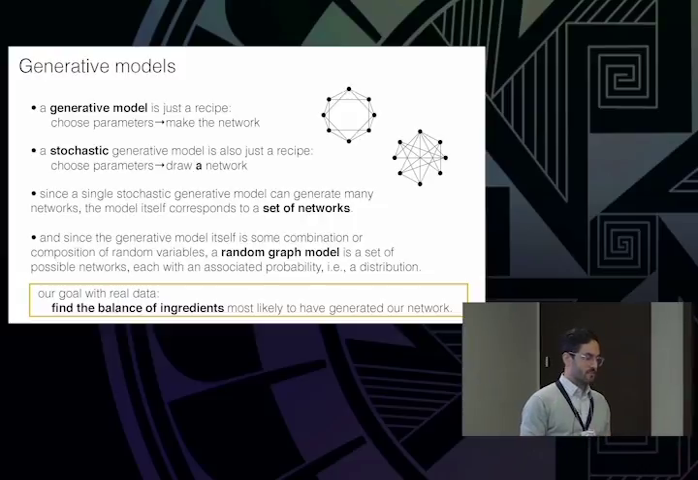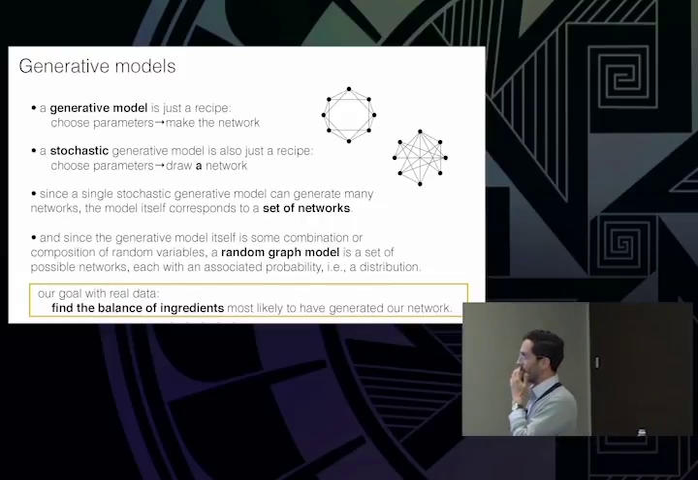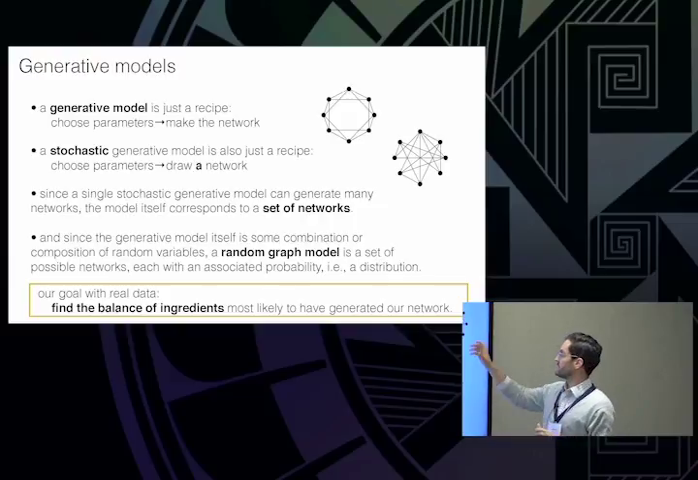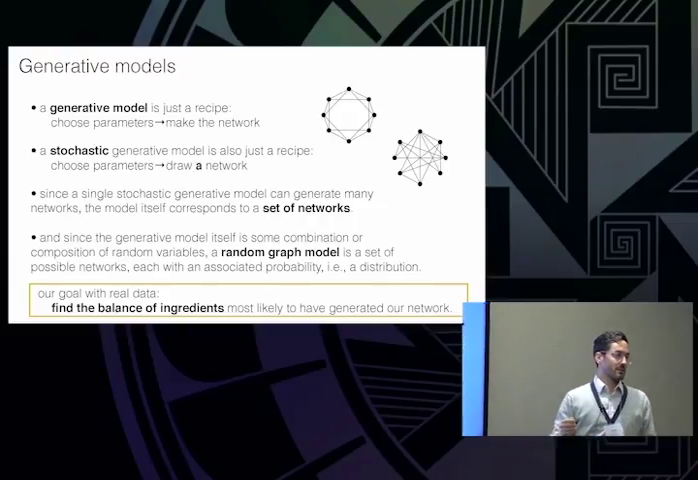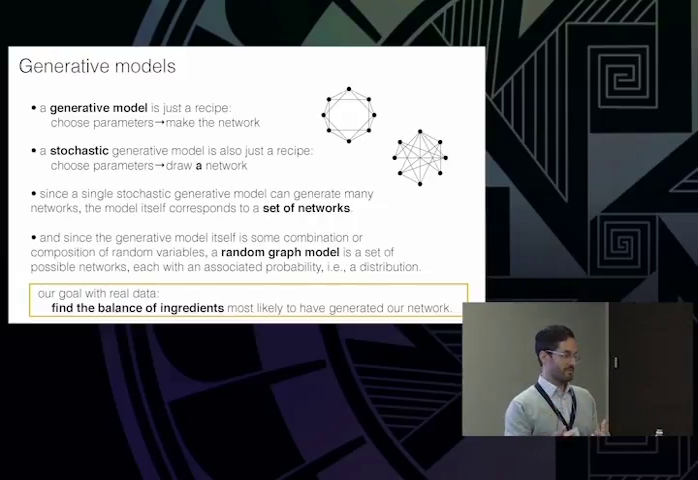A stochastic generative model is also just a recipe. It's just that now there's some randomness involved. So we choose parameters, and then we draw a network, not necessarily the network. So if I draw again from the model, I might get a slightly different network, but presumably, based on the parameters, I'm going to end up with something from the same sort of class or family of networks.